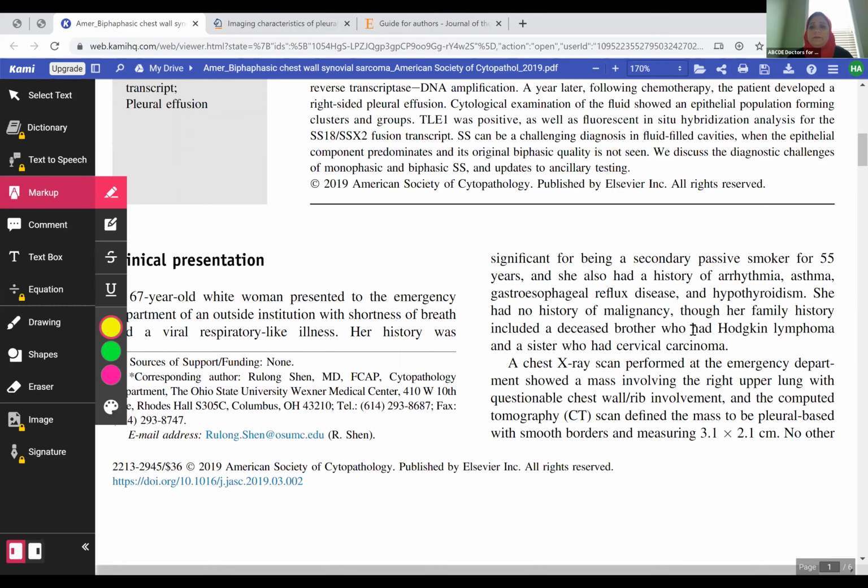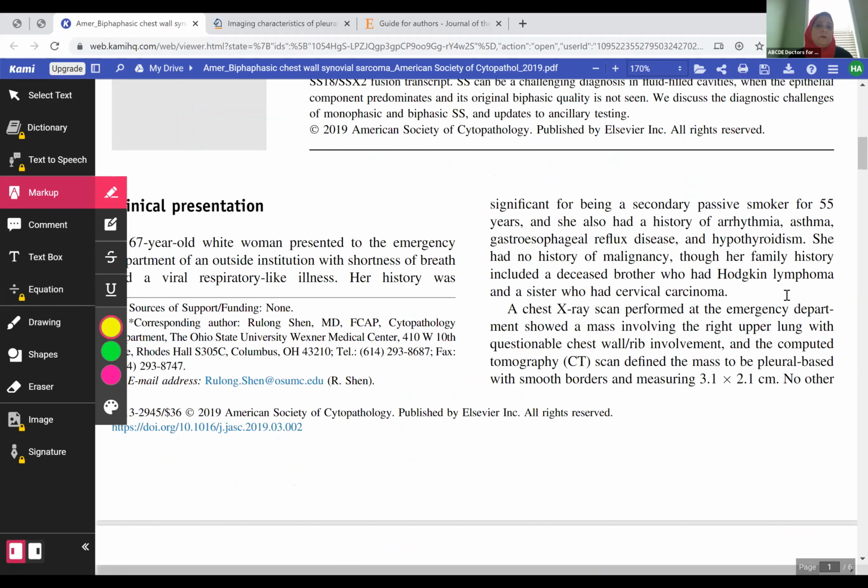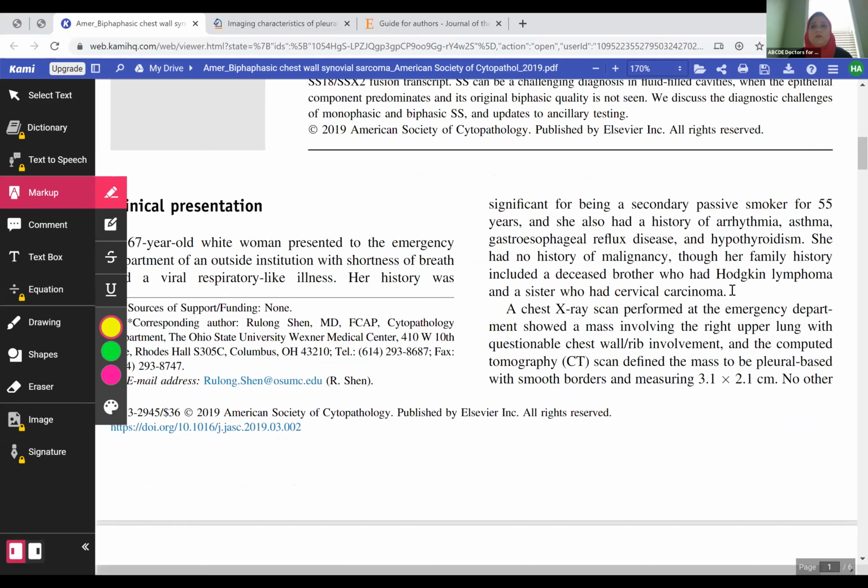So a deceased brother who had Hodgkin lymphoma, a sister who had cervical carcinoma. Well, this doesn't seem important either, but once again, maybe somebody will notice a cluster of patients from a family that had Hodgkin lymphoma, cervical carcinoma, and synovial sarcoma, and then somebody will come up and say, hey, this is a syndrome of some sort. So negative or past patient history, family history, stuff like that, it's important, even if you don't think it's relevant.